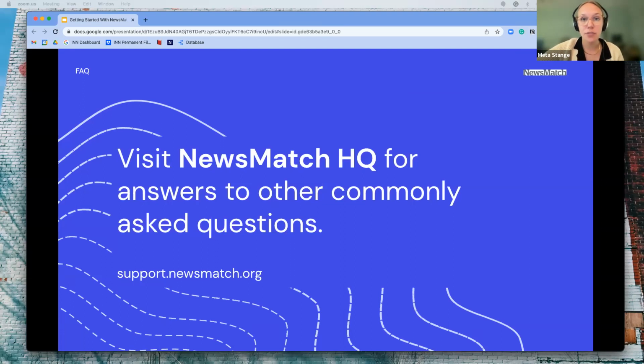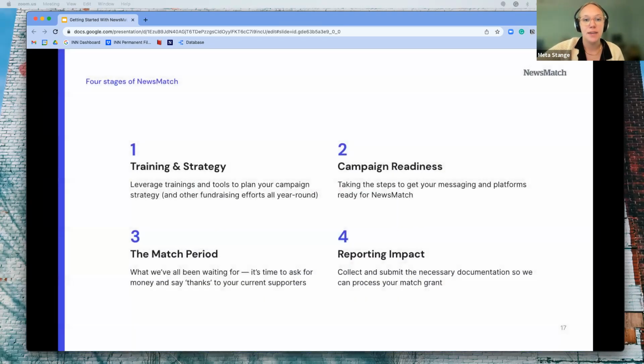All right, now that we've gone through the fundamentals of the program, we will go through the 4 stages of NewsMatch, because obviously you know that the campaign runs from November through December. So you might be thinking, why the heck did I have to sign up and come to this meeting in June? So let's break it down. There's a lot on the line during the campaign period itself, and we want to make sure that you are comfortable and ready for it when it gets here.